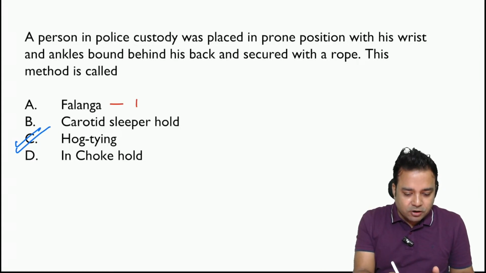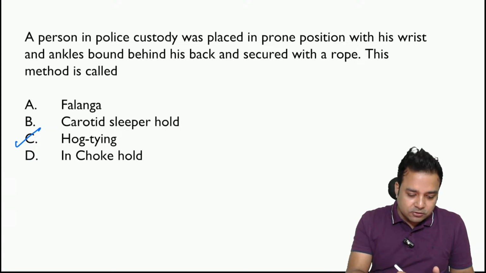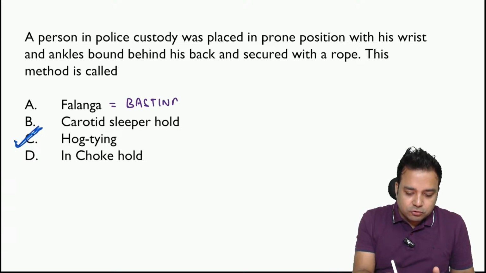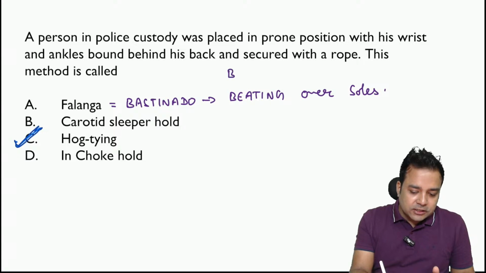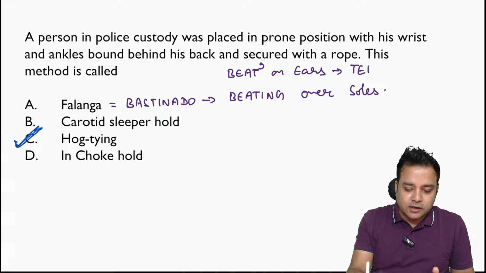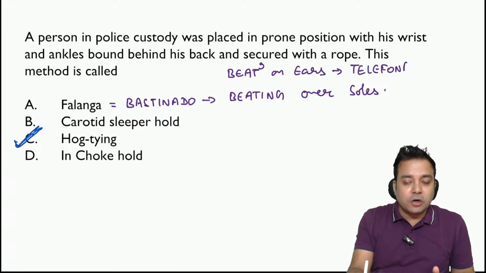What is Falanga method of torturing a person? Falanga is beating on the soles. Falanga is also called bastinado. Beating is overall the most commonly used torture technique. Then beating on ears is called telephona. These are two old repeats.